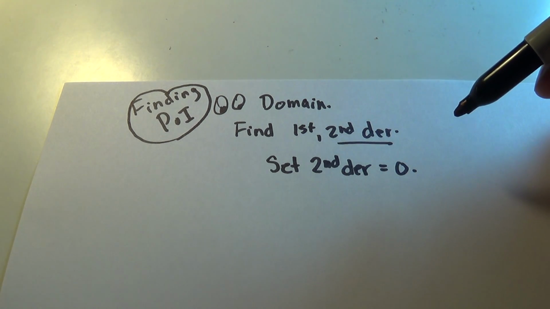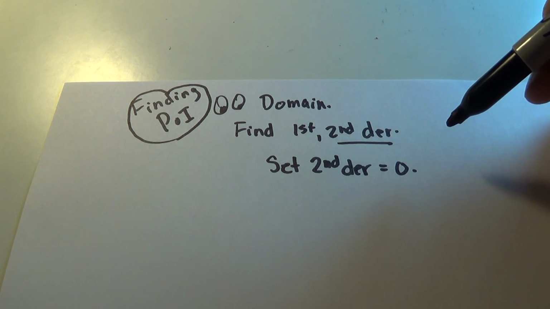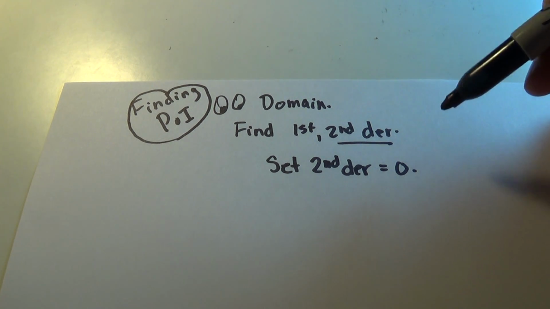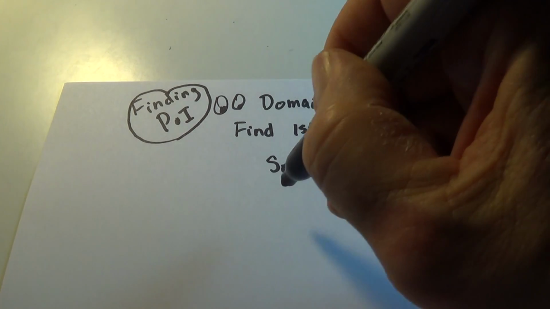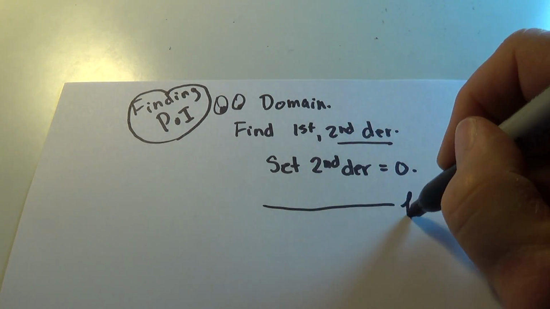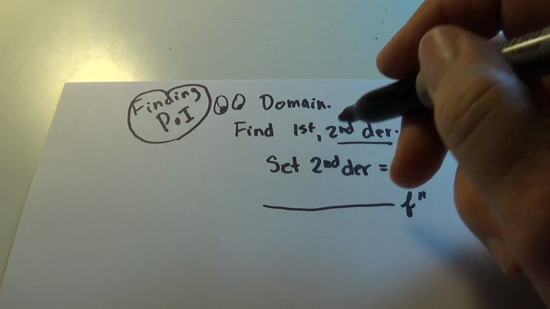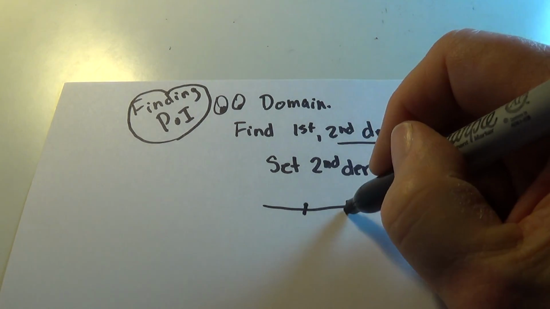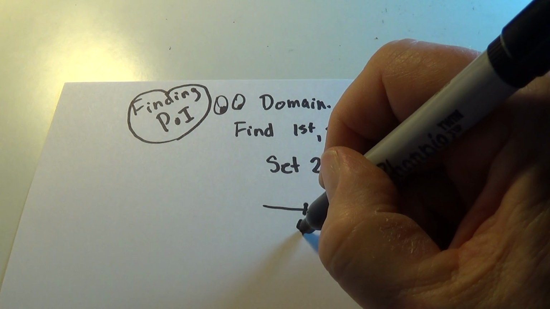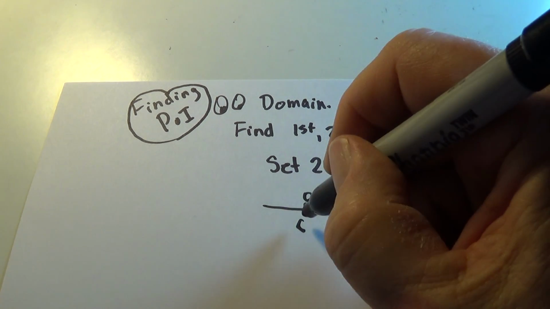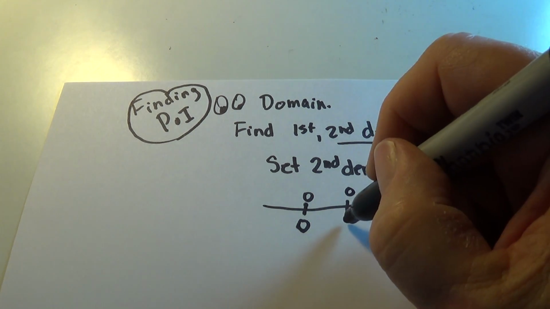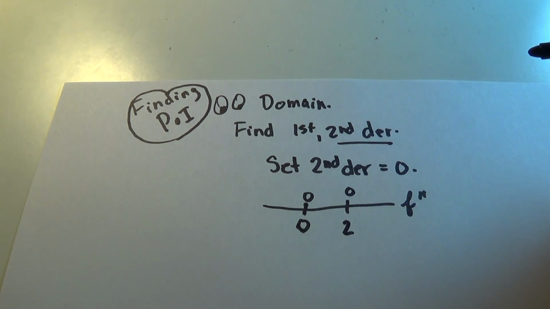Now we haven't had to do that. We've used the second derivative, but we haven't set it equal to 0. So now we are going to set it equal to 0. And we're going to find, so this is my f double prime line, possible points of inflection. So say the second derivative is 0 here at 0, and maybe it's 0 here at 2. So I'm just making one up.